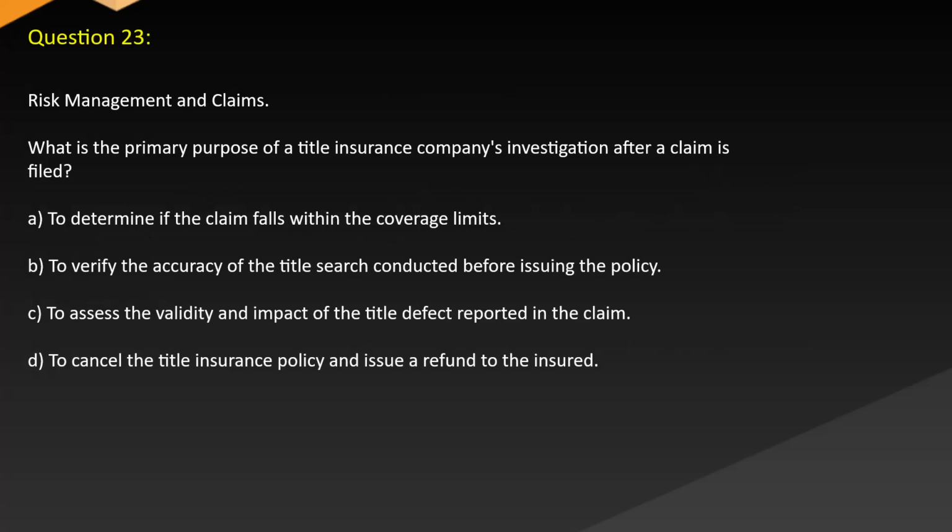Question 23. Risk management and claims. What is the primary purpose of a title insurance company's investigation after a claim is filed? A. To determine if the claim falls within the coverage limits. B. To verify the accuracy of the title search conducted before issuing the policy. C. To assess the validity and impact of the title defect reported in the claim. D. To cancel the title insurance policy and issue a refund to the insured.